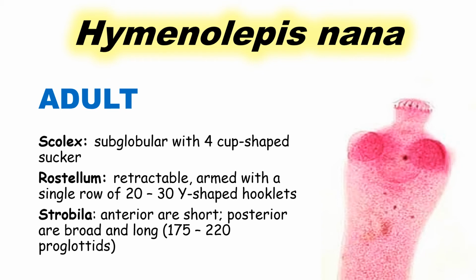For strobila, anterior are short, posterior are broad and long. Its mature proglottids have 3 ovoid testes and 1 ovary. Take note ha, sa iya mature proglotid. And its gravid segments are separated from the strobila and will disintegrate as they pass out the intestine, releasing eggs in the stool. Okay?